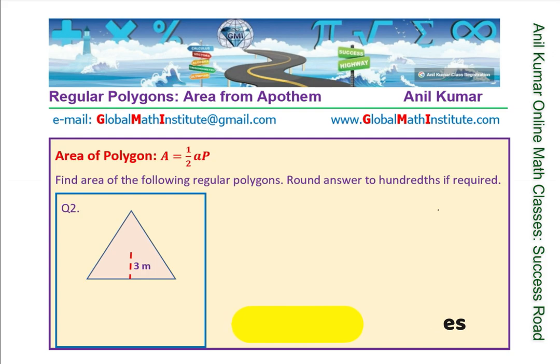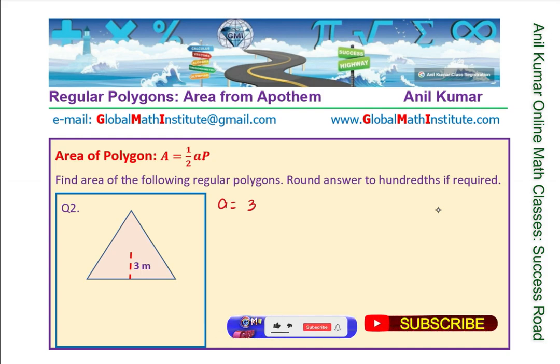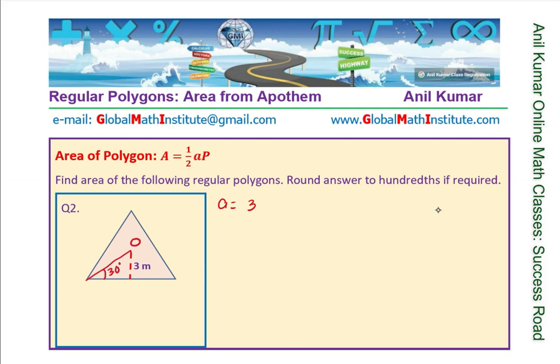Now let's move on and take up the next example, where we are given the apothem. Here we are given apothem a, which is 3 meters. We need to find the side length. For that, let us connect the center O of this triangle with the vertex. The angle here is going to be 30 degrees, as it is half of 60 degrees.